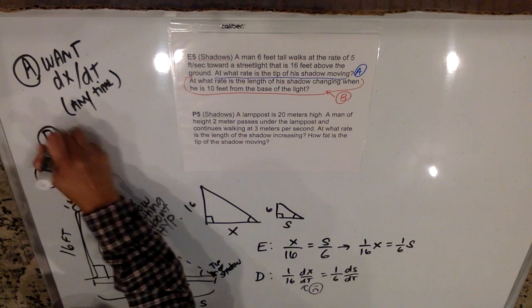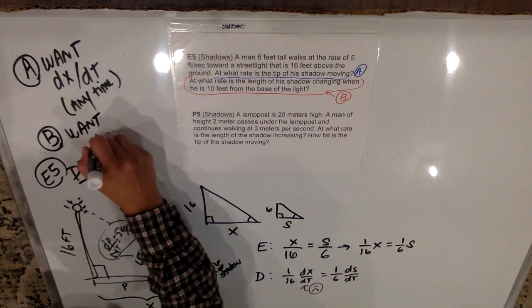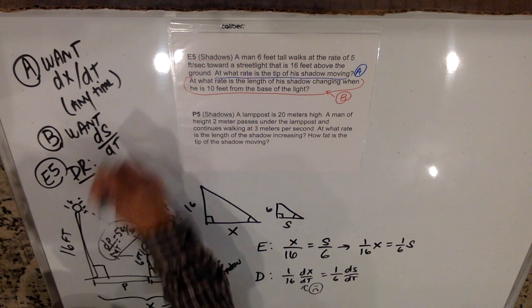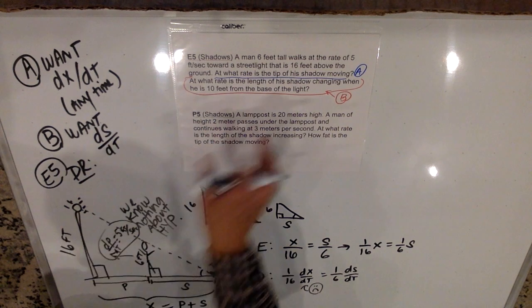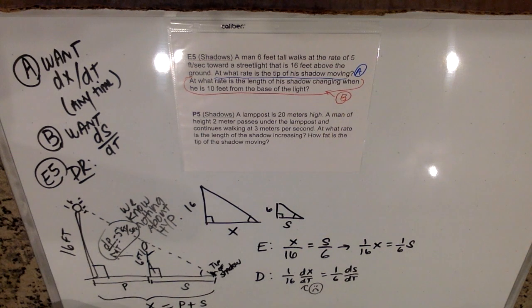And in part B, the thing that they seem to want is ds dt, right? The length of the shadow would be ds dt, right? So here's the problem. We don't know ds dt, right? So dx dt is the thing that we want in part A, but ds dt is a thing that we don't know. So what makes this tricky is that this is the question they ask us about in part B. You just don't know enough to find ds dt yet, right?